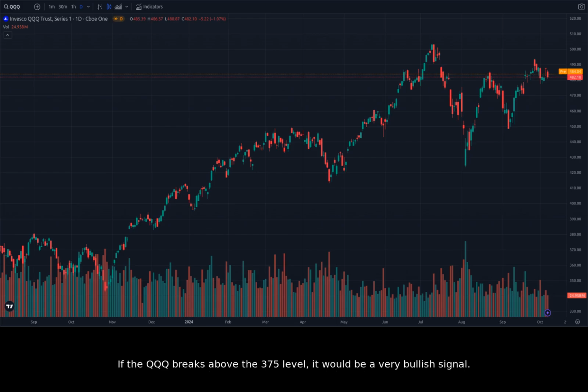If the QQQ breaks above the 375 level, it would be a very bullish signal. On the other hand, if the QQQ falls below the 368 level, it would likely signal a shift to the downside. Keep an eye on the QQQ's volume and candlestick patterns to get a better sense of its short-term momentum.